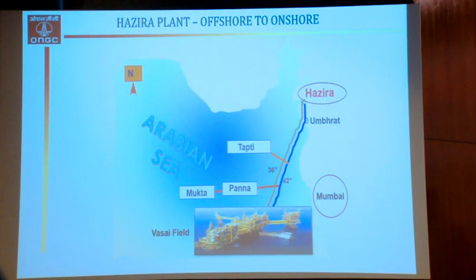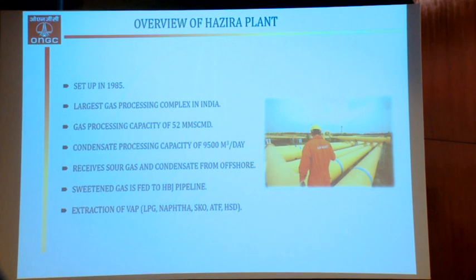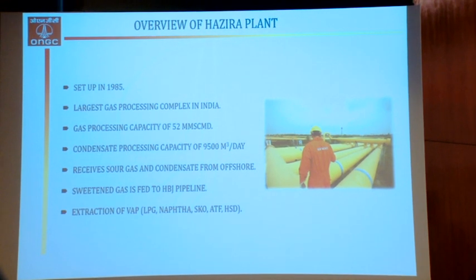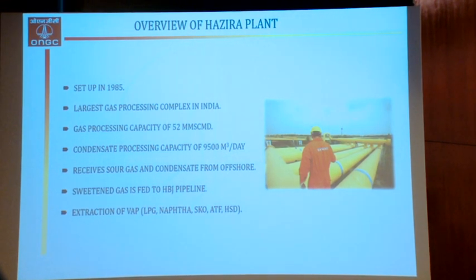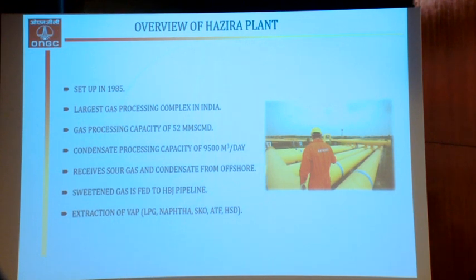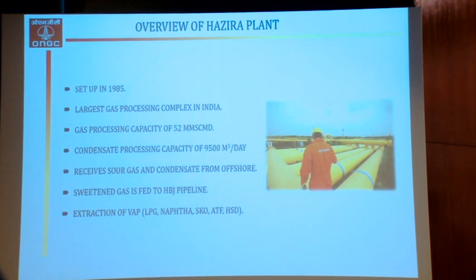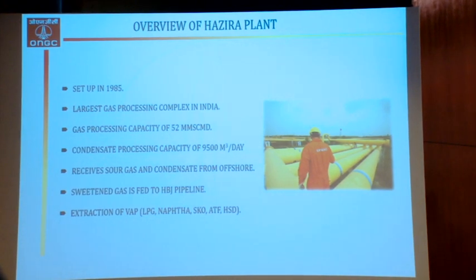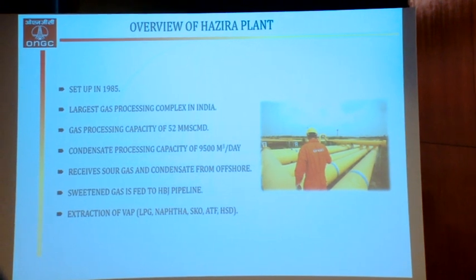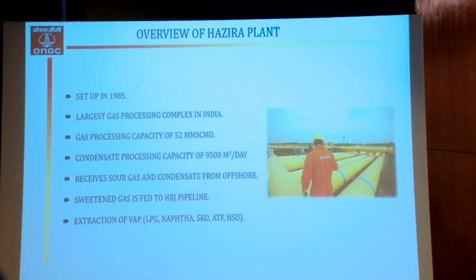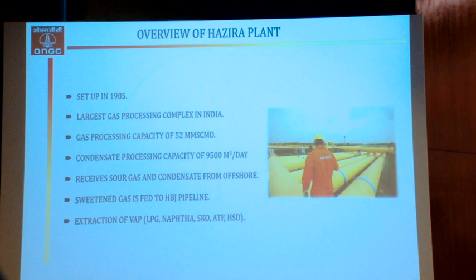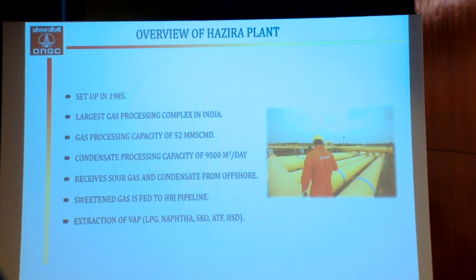So this plant was commissioned in 1985. This is still India's largest gas processing complex. We are having a total capacity of 52 MMSCMD including Daman. We have liquid condensate processing capacity of 9500, and we feed this gas to the HBJ line.